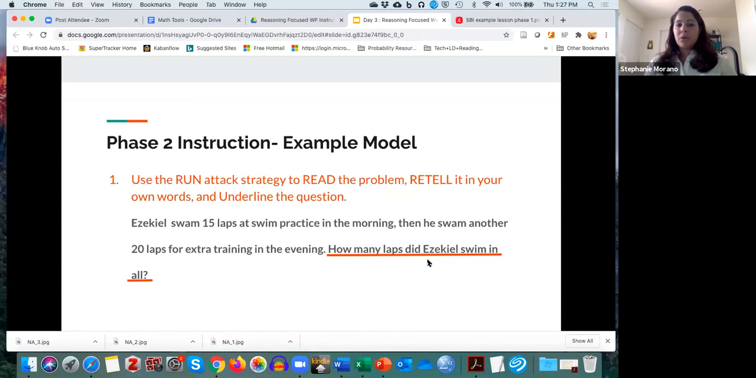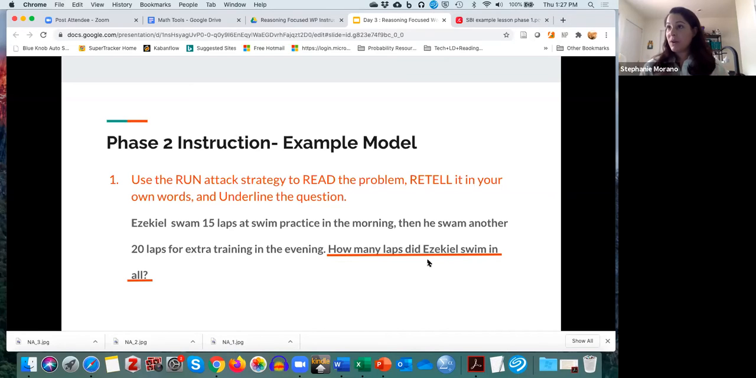We're going to use the RUN ATTACK strategy to read the problem, retell it in our own words, and underline the question. So here's another example problem that fits into the combine or total schema. Ezekiel swam 15 laps at swim practice in the morning. Then he swam another 20 laps for extra training in the evening. How many laps did Ezekiel swim in all?